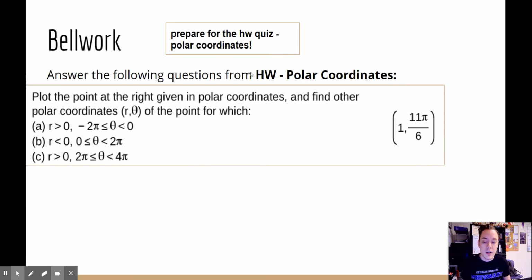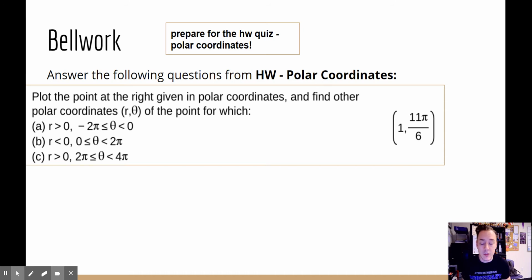I only have one question on the bell work for you guys, and it's going to be this one. This is probably the hardest thing that we learned yesterday, going through the multiple representations, the three different categories on how I can actually get the multiple representation. So I only want to go through this one for the sake of time.